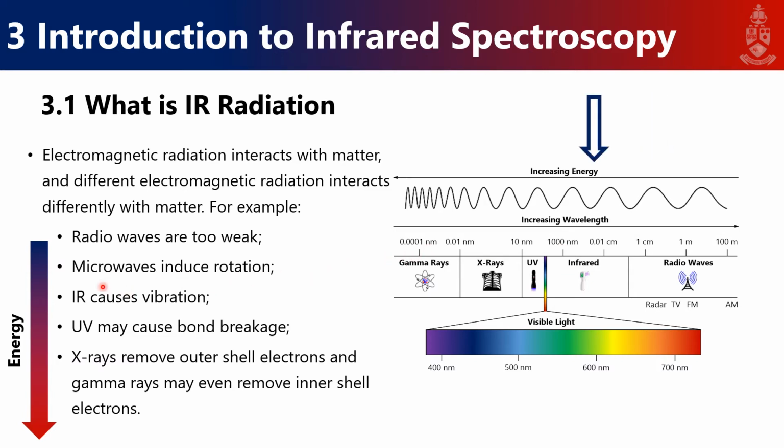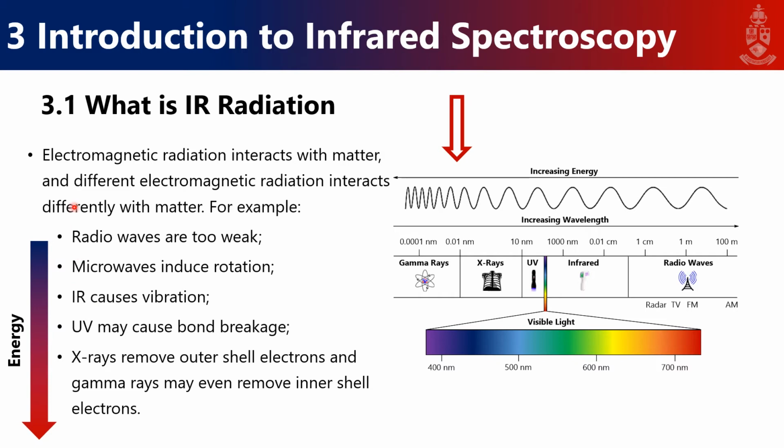And then what we are interested in is IR, because IR causes vibrational motion. So in molecules, IR causes things to vibrate. As you know, UV can cause bond breakage. That's why you can get cancer if you lie too long in the sun. It destroys your cells, as well as other things. And then, of course, finally, X-rays and gamma rays can ionize substances, remove outer shell electrons, and gamma rays can even remove inner shell electrons. That's why you die when you get exposed to these kinds of things, because it ionizes you. But we want to focus on IR.